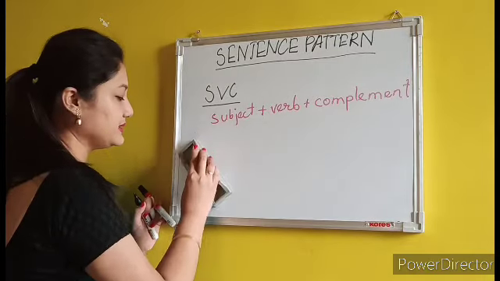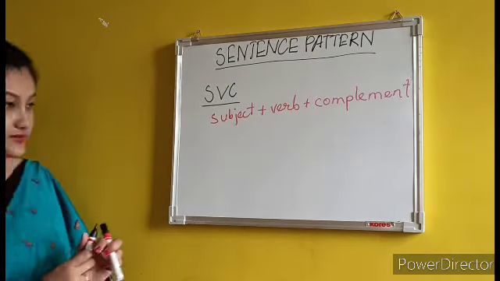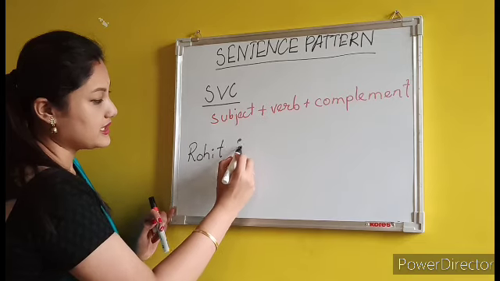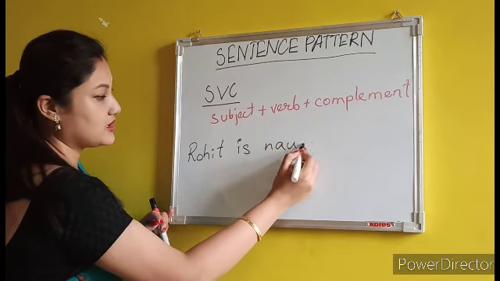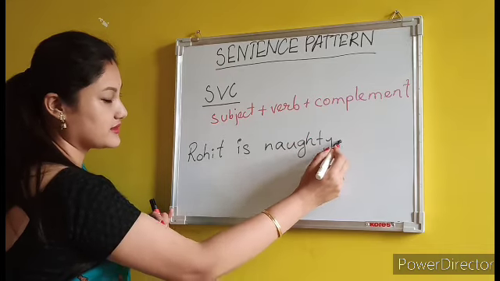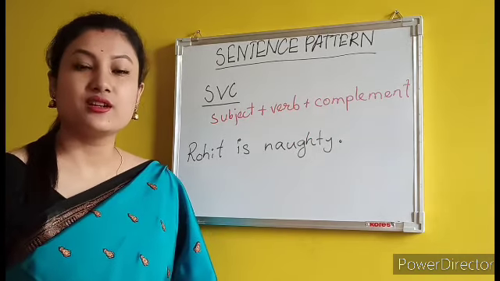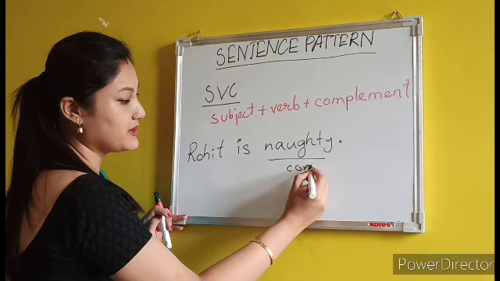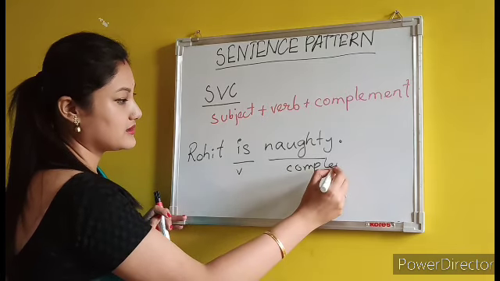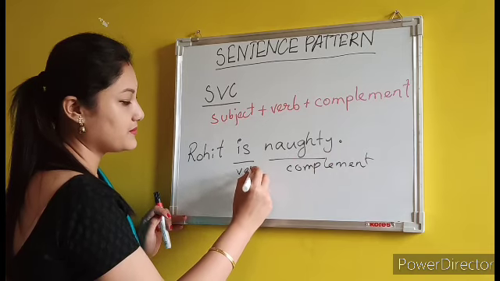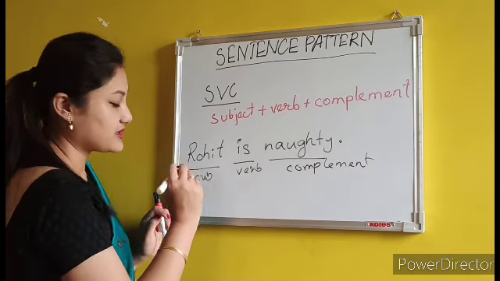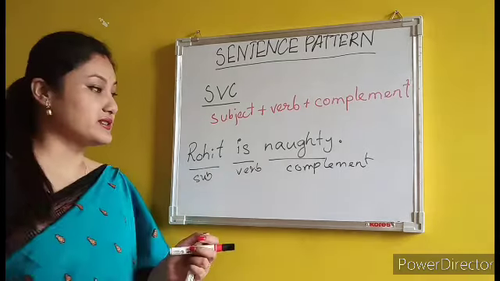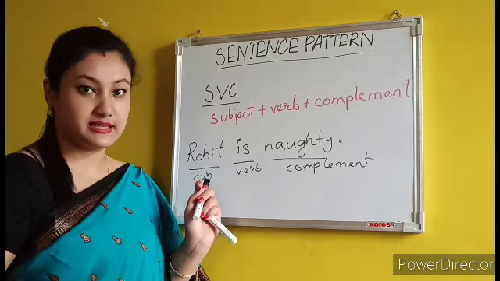Another example. Rohit is naughty. So what is Rohit? Naughty. Naughty is the complement here. Is is the verb and Rohit is the subject. So all of you get to know what a complement is. A complement fully explains the subject.